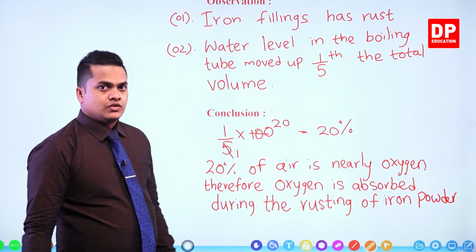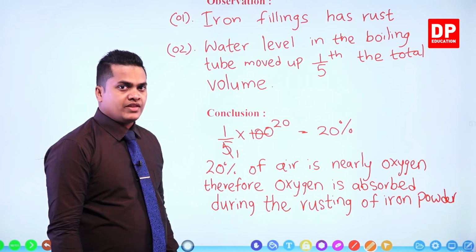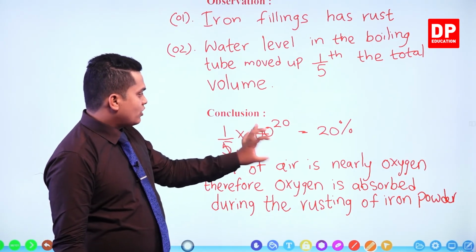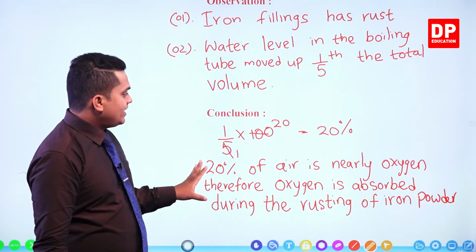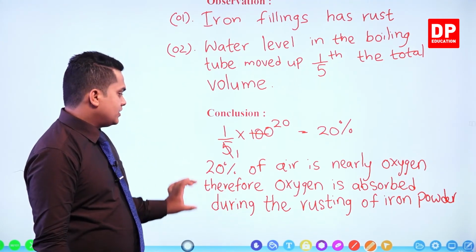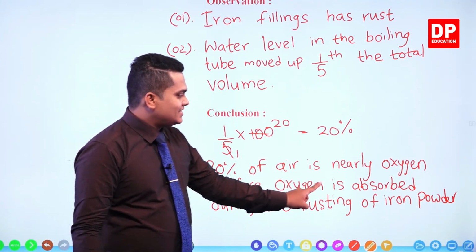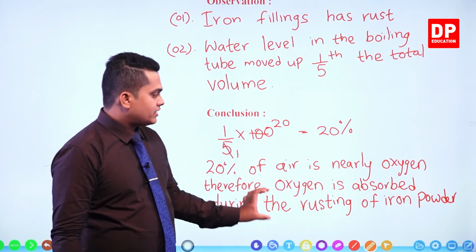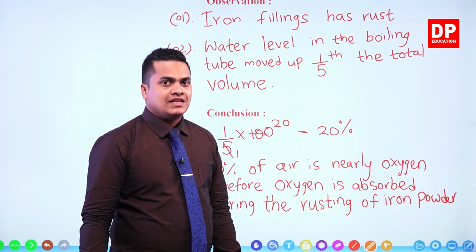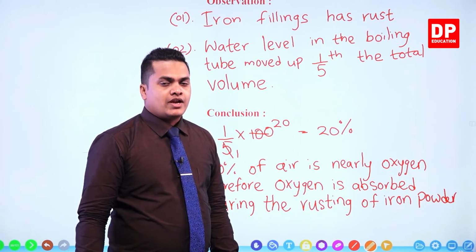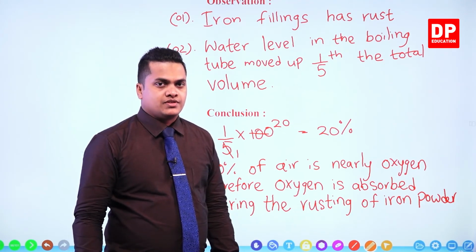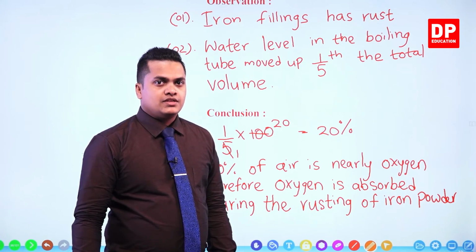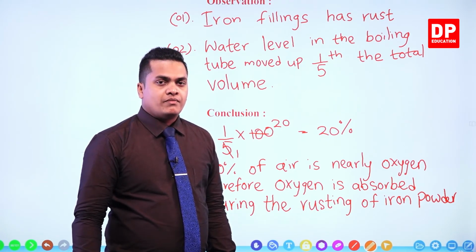Right. So this is our final conclusion from the activity. If you multiply 1 over 5 by 100, the answer is 20, or 20%. So 20% of air is nearly oxygen. Therefore we can say that oxygen is absorbed during the rusting of iron powder or iron filings in this experiment. Right, my dear children? So we have shown that oxygen is really important for the process of rusting, right? Oxygen is the key factor which is being used from atmospheric air during the process of rusting.